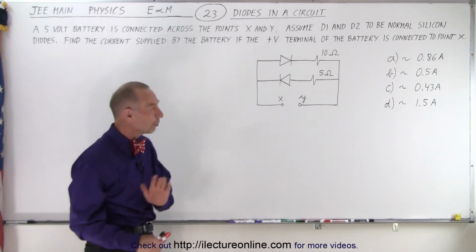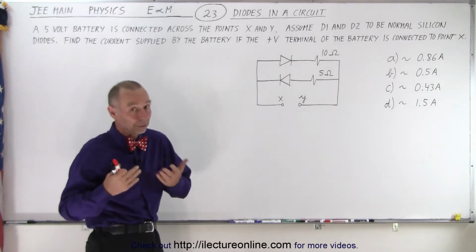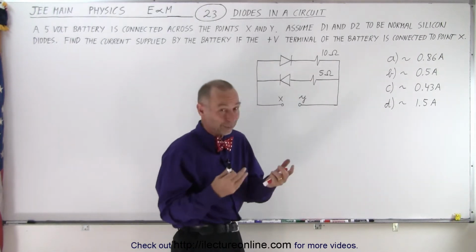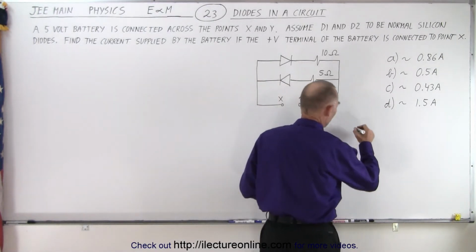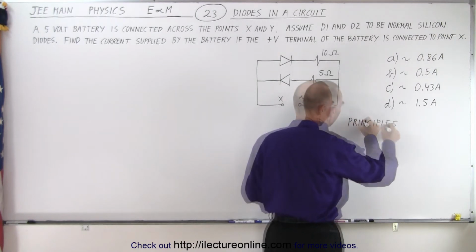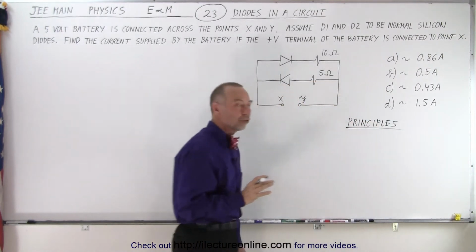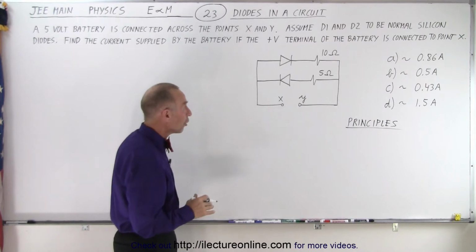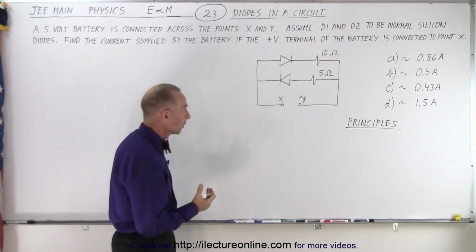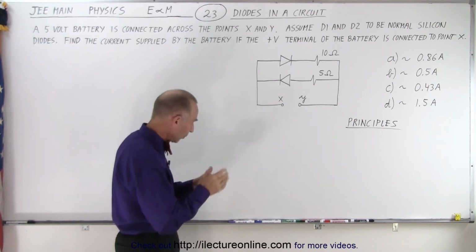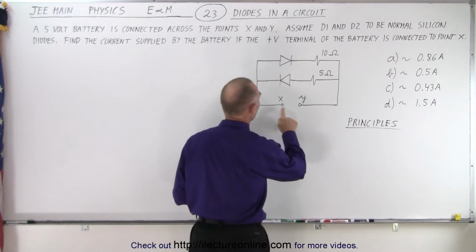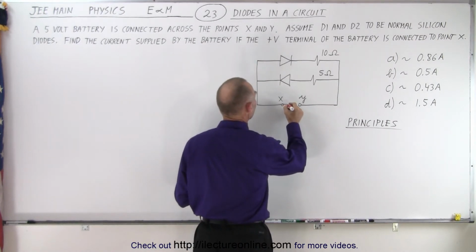Now, what are the principles here that you need to know in order to be able to answer this question? Otherwise, it'd just be purely some guesswork. With diodes, there are two things you need to know. First of all, direction. Let me plug in the battery, and they want the positive side to be on the X point. So we have something that would look like this.